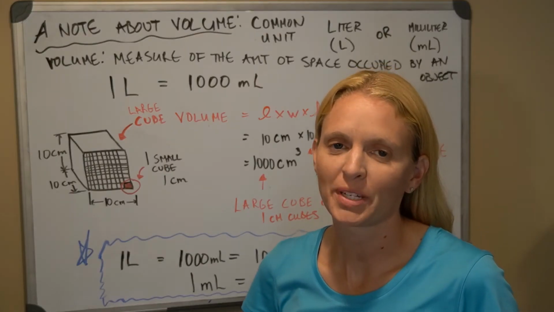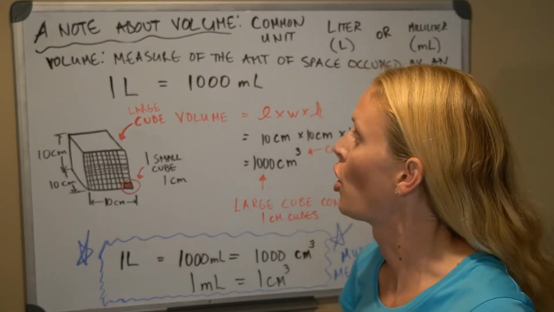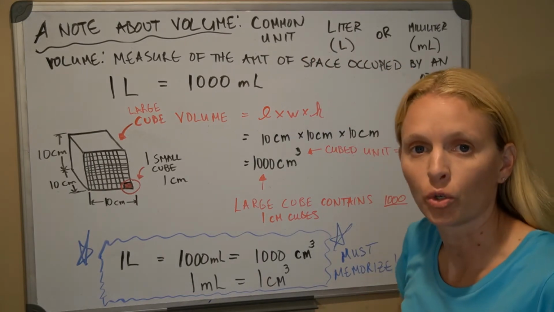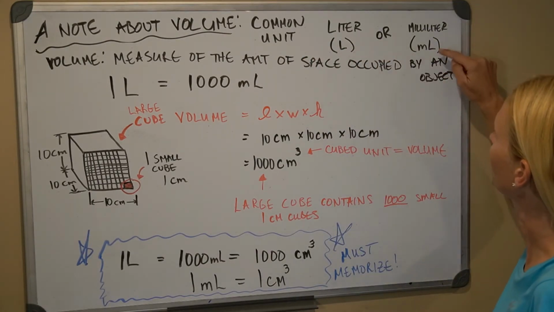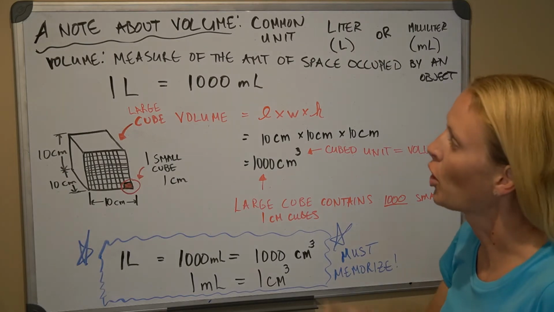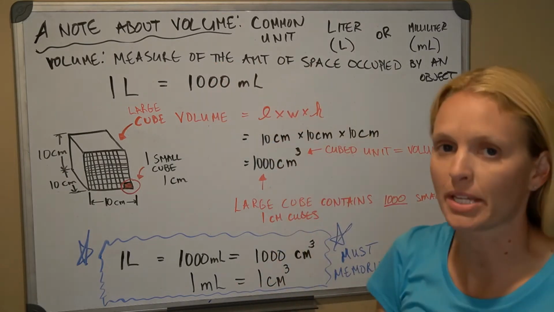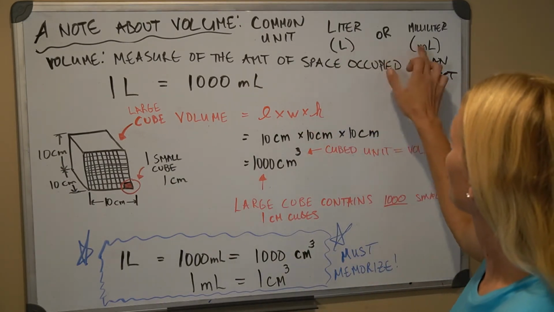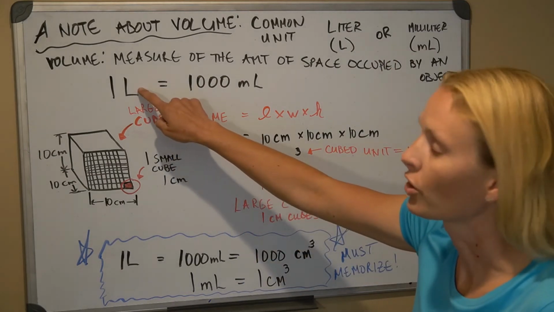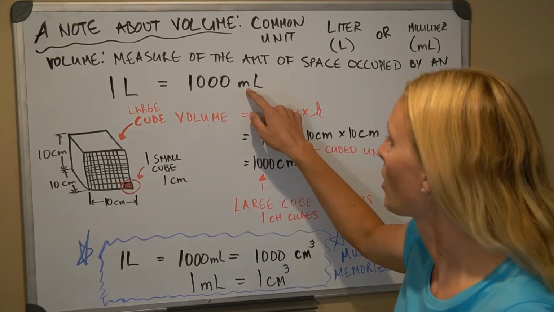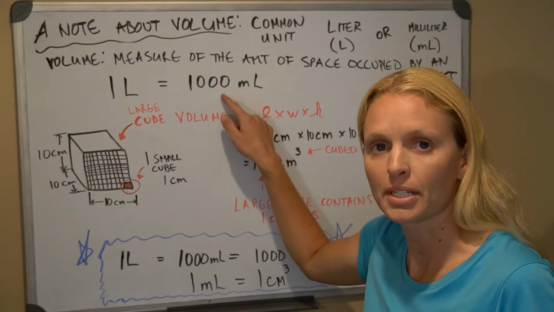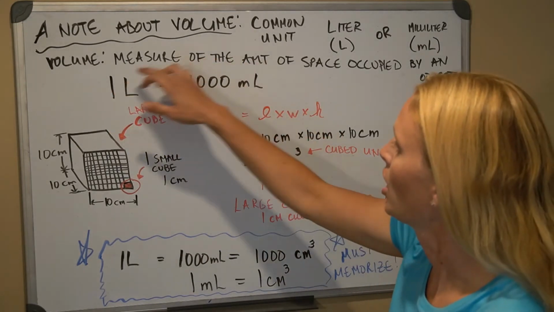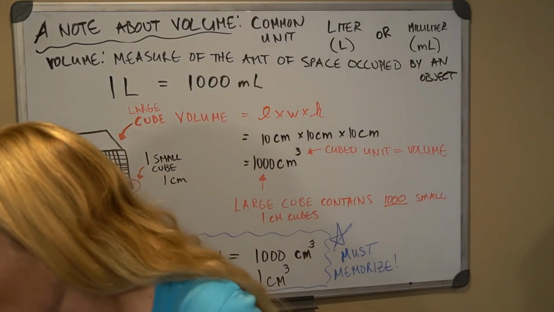Before we get into what density is, we have to talk about volume first. The common unit for volume is usually liter or milliliter. Liter is a capital L, and milliliter is a lowercase m, capital L. Volume is just the measure of the amount of space that's occupied by some object. The liter is the larger unit and the milliliter is the smaller unit. So I need 1,000 milliliters to equal a liter. That is a conversion that you would also want to memorize.